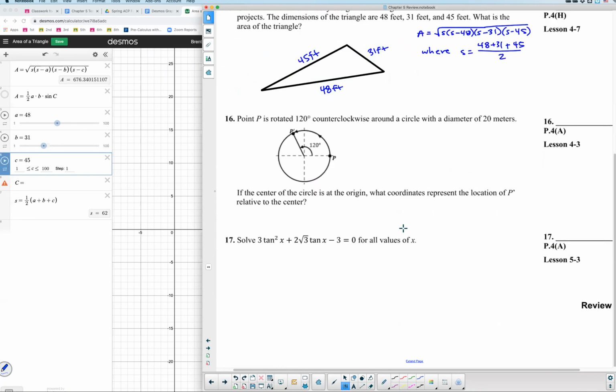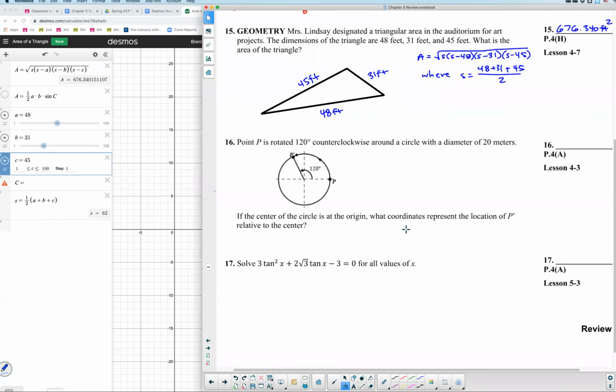All right, number 16. Point P is rotated 120 degrees clockwise around a circle. Now, anytime you see circle, you should think unit circle. With a diameter of 20 meters. If the center of the circle is at the origin, what coordinate represents P prime relative to the center? So here's a center 0, 0. P has been rotated 120 degrees.